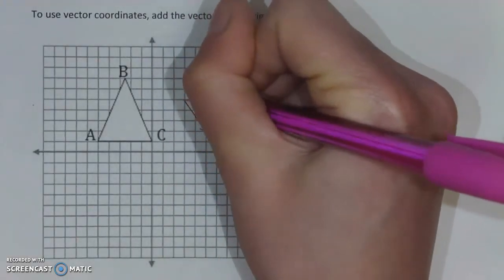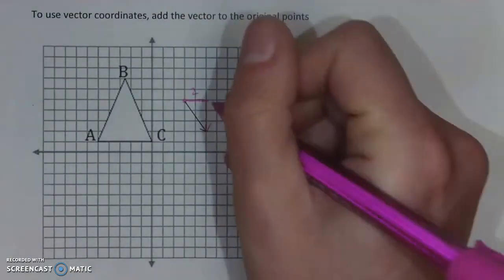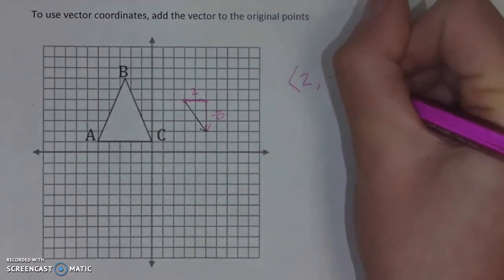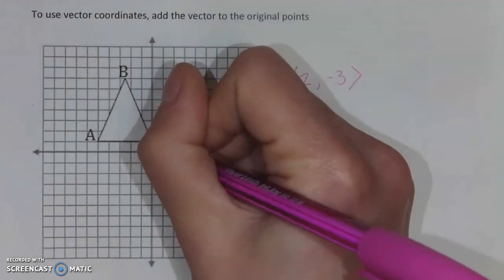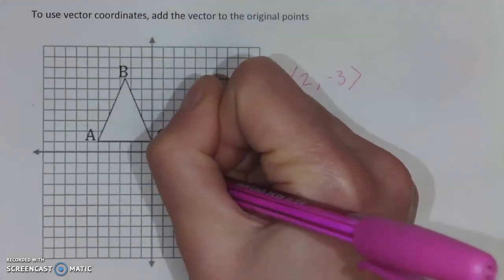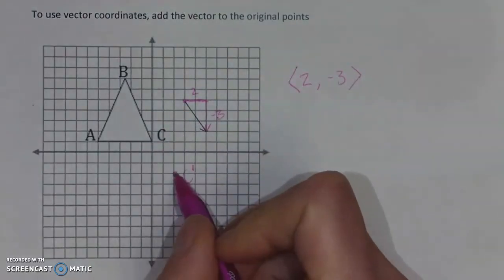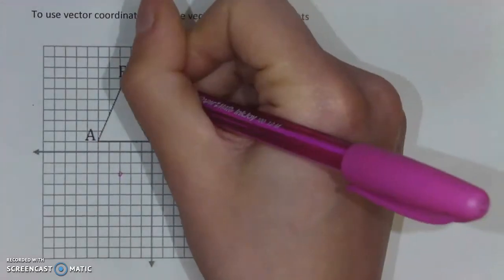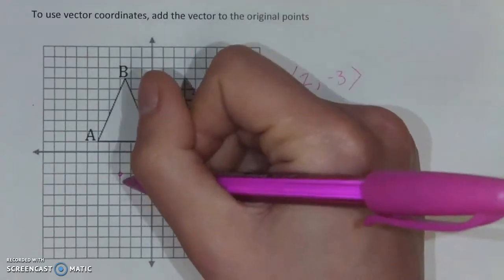Look at how you move from the starting point of the vector to the end. And in this case, we have 2 over, 3 down. That gives us the vector coordinate 2, -3. I can then go to any point and move 2 over and 3 down to find my new point. So C moves 2 over 3 down, A moves 2 over 3 down, and B moves 2 over 3 down. And that already gives me my new figure.